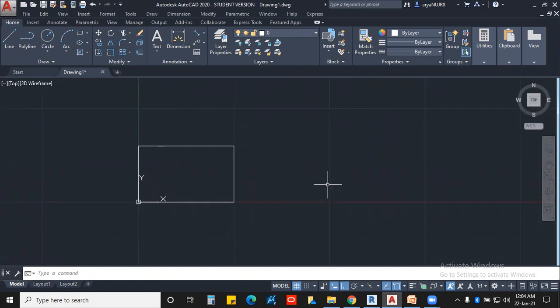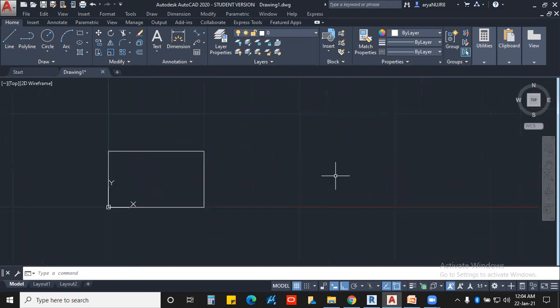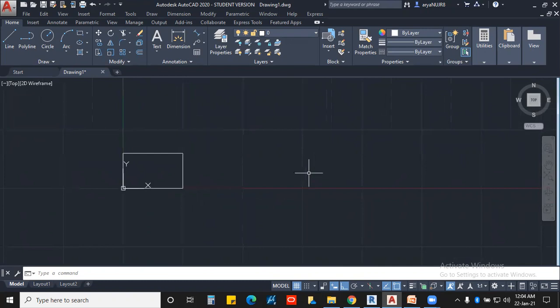Then the second one is the absolute polar system. It's not commonly used since we have to provide the angle with respect to the origin point at every point. And the next type is the relative rectangular system.